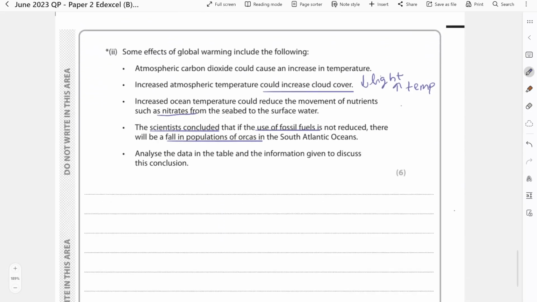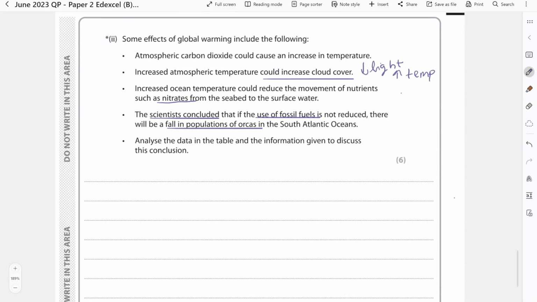Okay, let's go back to the question. Now let's address the scientist's conclusion. It is true that if we do reduce the fossil fuel consumption, then that would lead to less carbon dioxide being released. Therefore, temperatures wouldn't rise as much. You wouldn't have less light intensity, and therefore you wouldn't have a fall in population of orcas. So those are some evidence to support the conclusion.